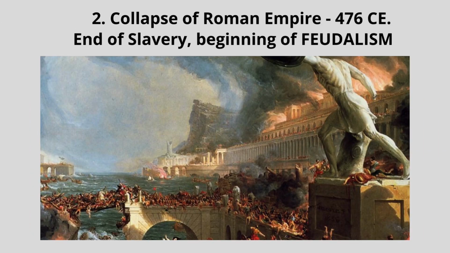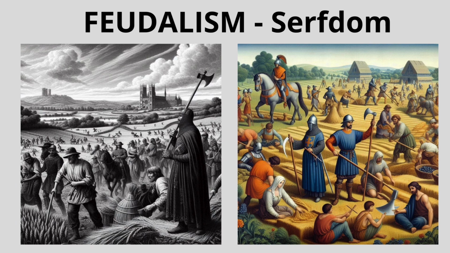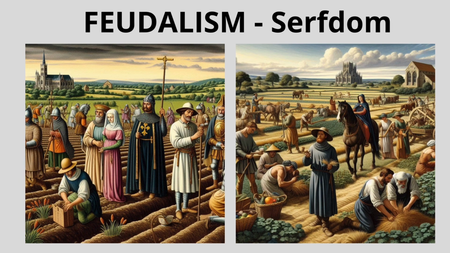Point number 2. The collapse of the Roman Empire in 476 brought a major social change. The institution of slavery almost disappeared from Europe. It was replaced by feudalism, that is, the so-called serfdom. The spread of the Christian religion had a big impact on this. Simply, according to Christianity, people should be equal, and slavery was no longer acceptable.